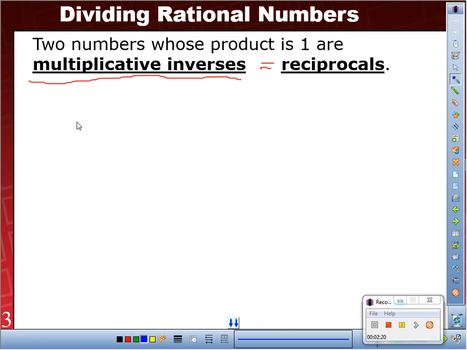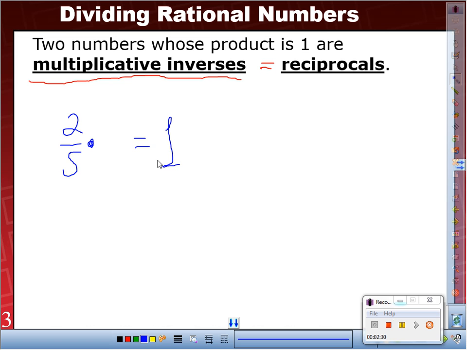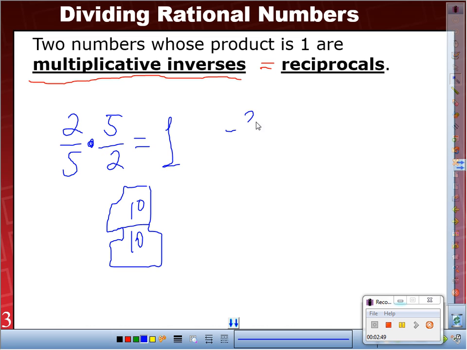Such as this. If I had 2/5, the number that multiplies this and gives us 1 is the reciprocal. So the reciprocal would be 5/2, because what is 2 times 5? 10. What is 5 times 2? 10. And this is a giant 1. Are you with me? So, what if I had negative 3/4? The reciprocal would be what? Negative 4/3, which gives 12/12, which is still 1.